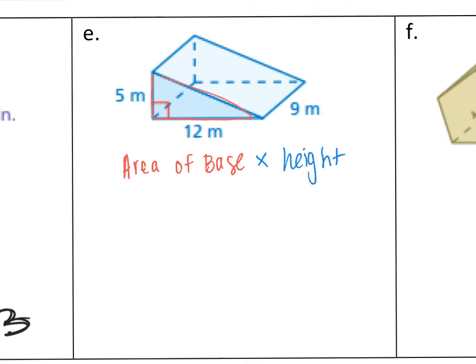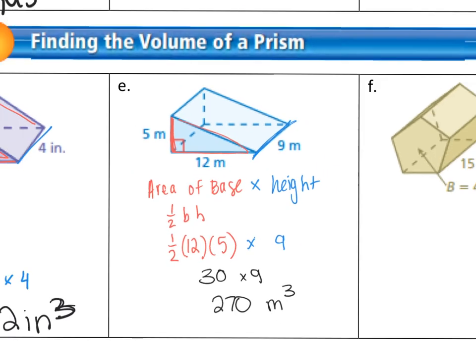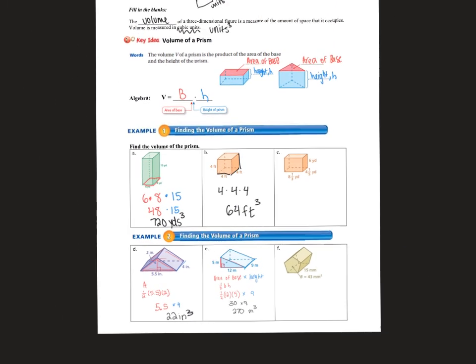The area of this base, again, is a triangle, so 1/2 base times height. Our base is that 12, and the height of the triangle is 5. We have to multiply that together, and then our height of the figure is that 9. When I multiply 12 times 5, I get 60, divide it by 2 because it's a triangle, and I get 30. Then we can multiply it by our height, which is 9, and get 270 meters cubed.